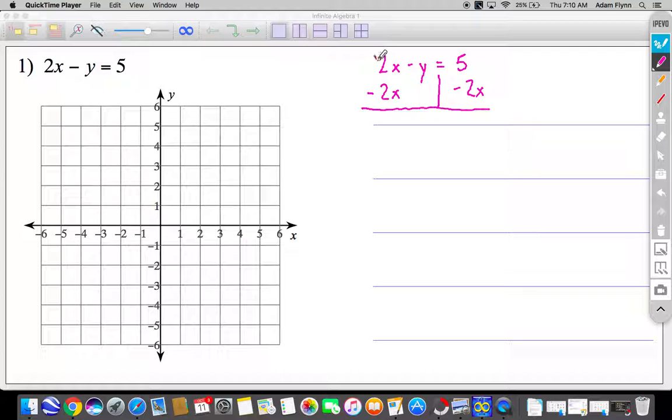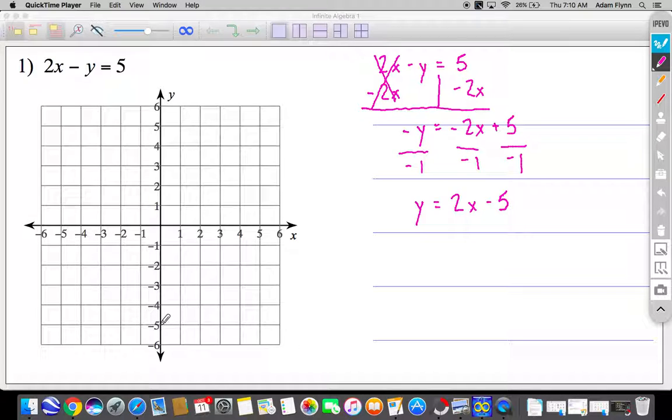When we do that, 2x minus 2x cancels, and we're left with negative y equals negative 2x plus 5. So now we need to take care of this negative sign, so I'll divide everything by negative 1. That will make our y positive, so we end up getting y equals 2x minus 5. And now that this line is in slope-intercept form, we can graph it.